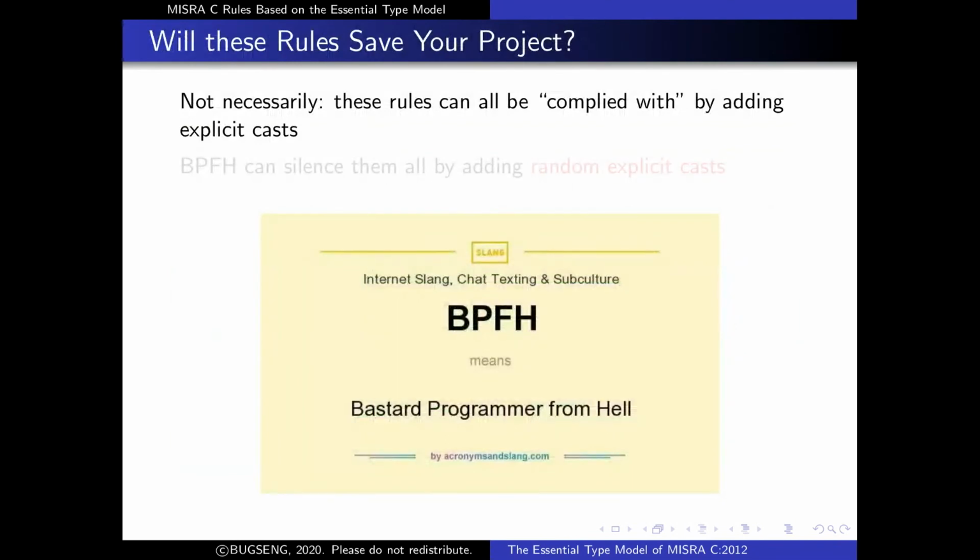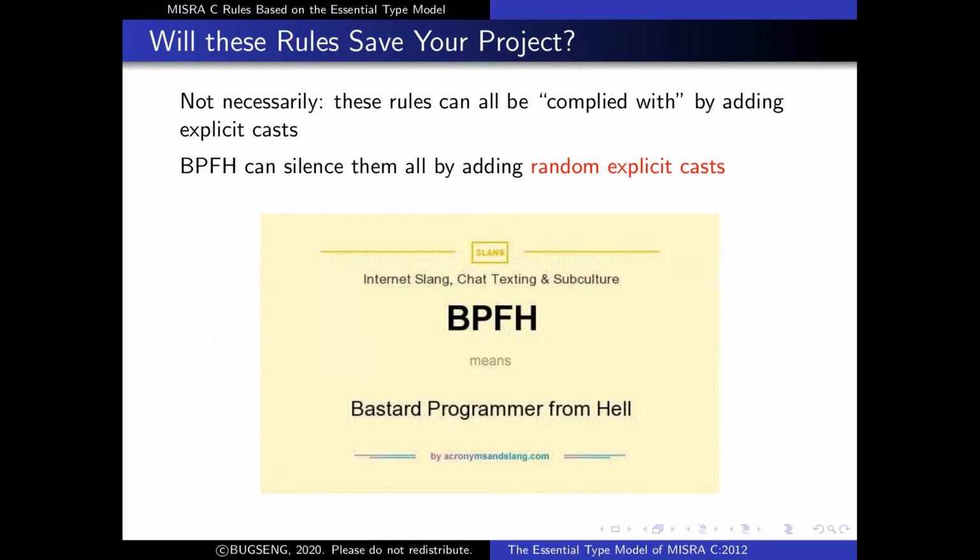Okay? So will these rules save your projects? Not necessarily, because these rules can all be complied with, so to speak, by adding explicit casts. And you know, everybody in the audience knows at least one BPFH, the bastard programmer from hell. BPFH will add random explicit casts to the program, making completely fail the objective of this part of MISRA C.